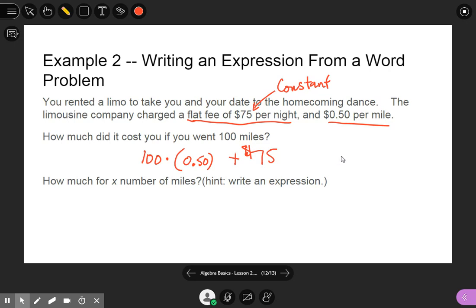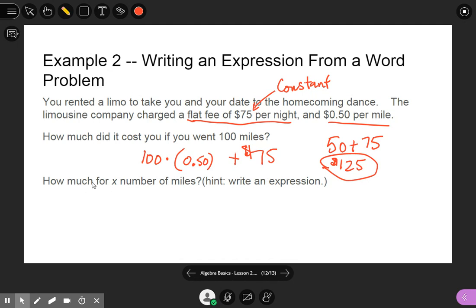Well, 0.5 times 100. I don't really have to use my calculator, because 0.5 is half, and half of 100 would be $50. That's what they would charge you for the mileage fee. And so this would turn into 50 plus 75, which is actually going to be $125. That is what this would cost for 100 miles. Kind of spendy for a limo, but that's probably normal, actually.